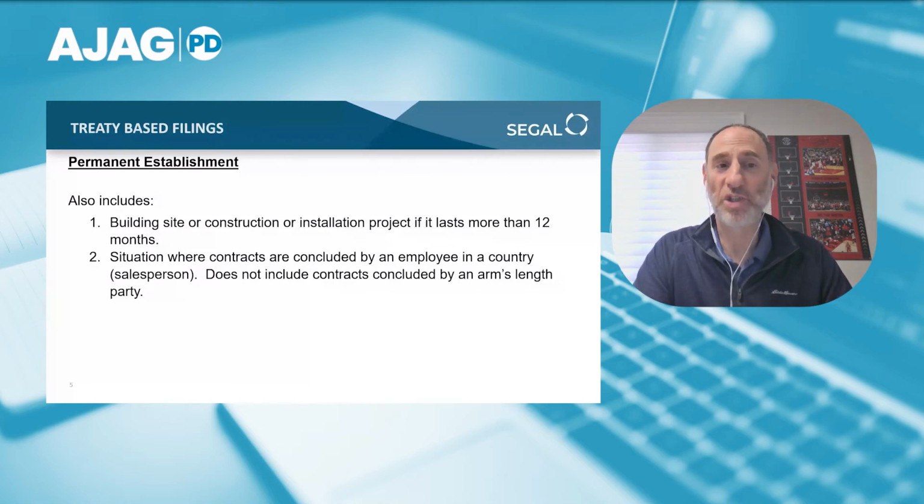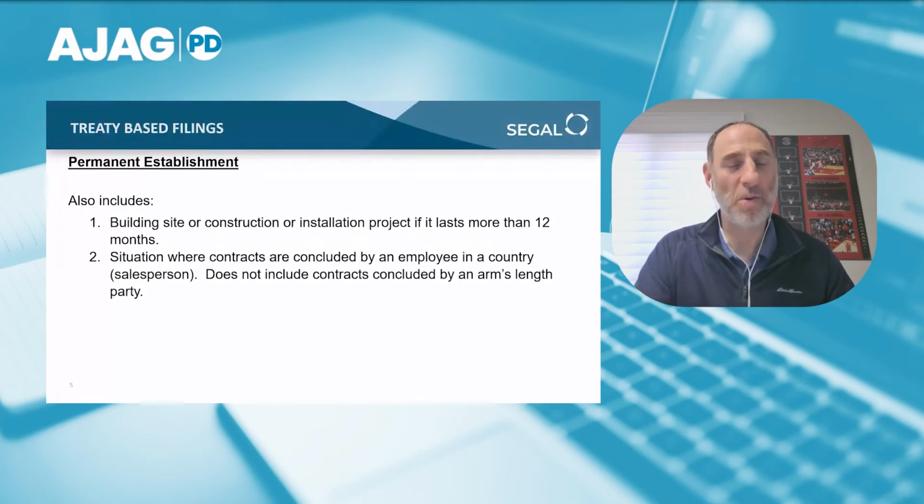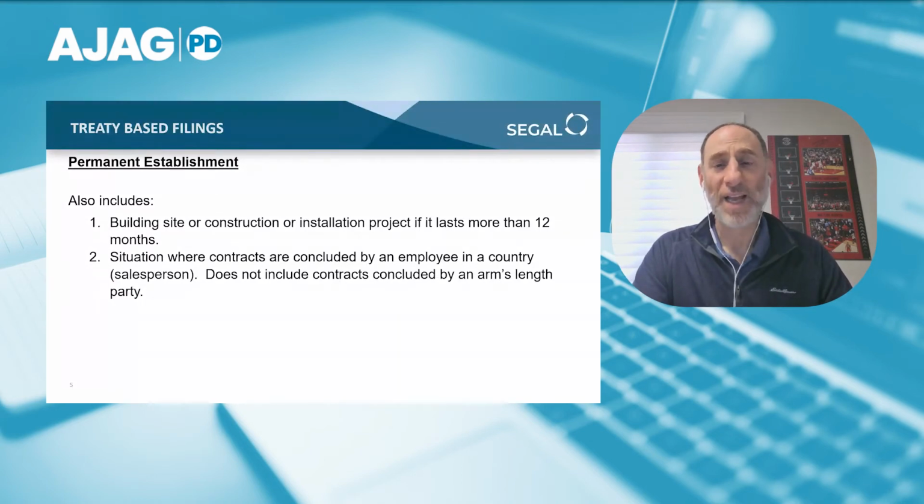And it also includes situations where contracts are concluded by an employee in the country. And it does not include contracts concluded by an arm's length party. Now, this is also a very, very important thing to understand. If an American company sends its employee to its Canadian customers, and the U.S. employee and the Canadian customer have a coffee together, and they sign a sales agreement on the spot, the U.S. company has a permanent establishment.